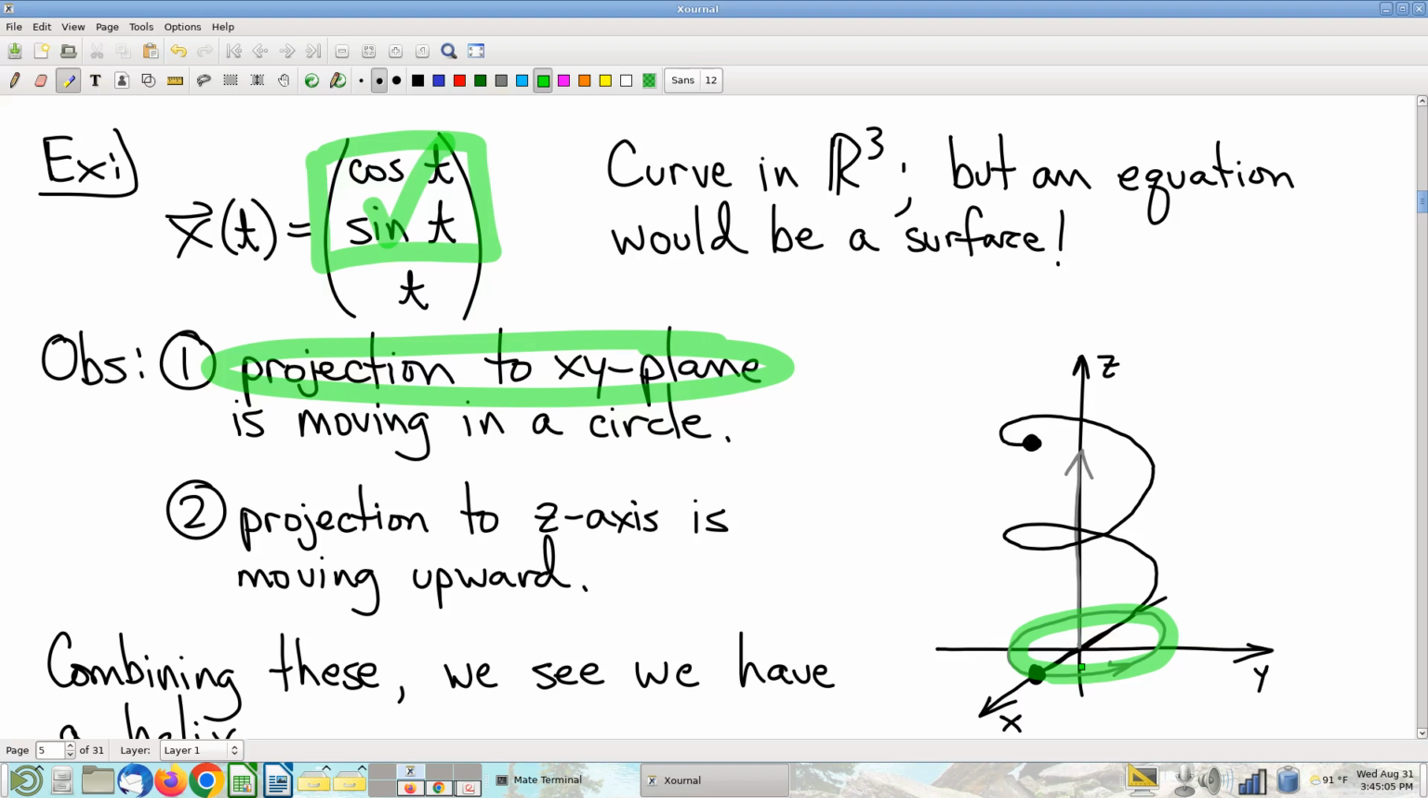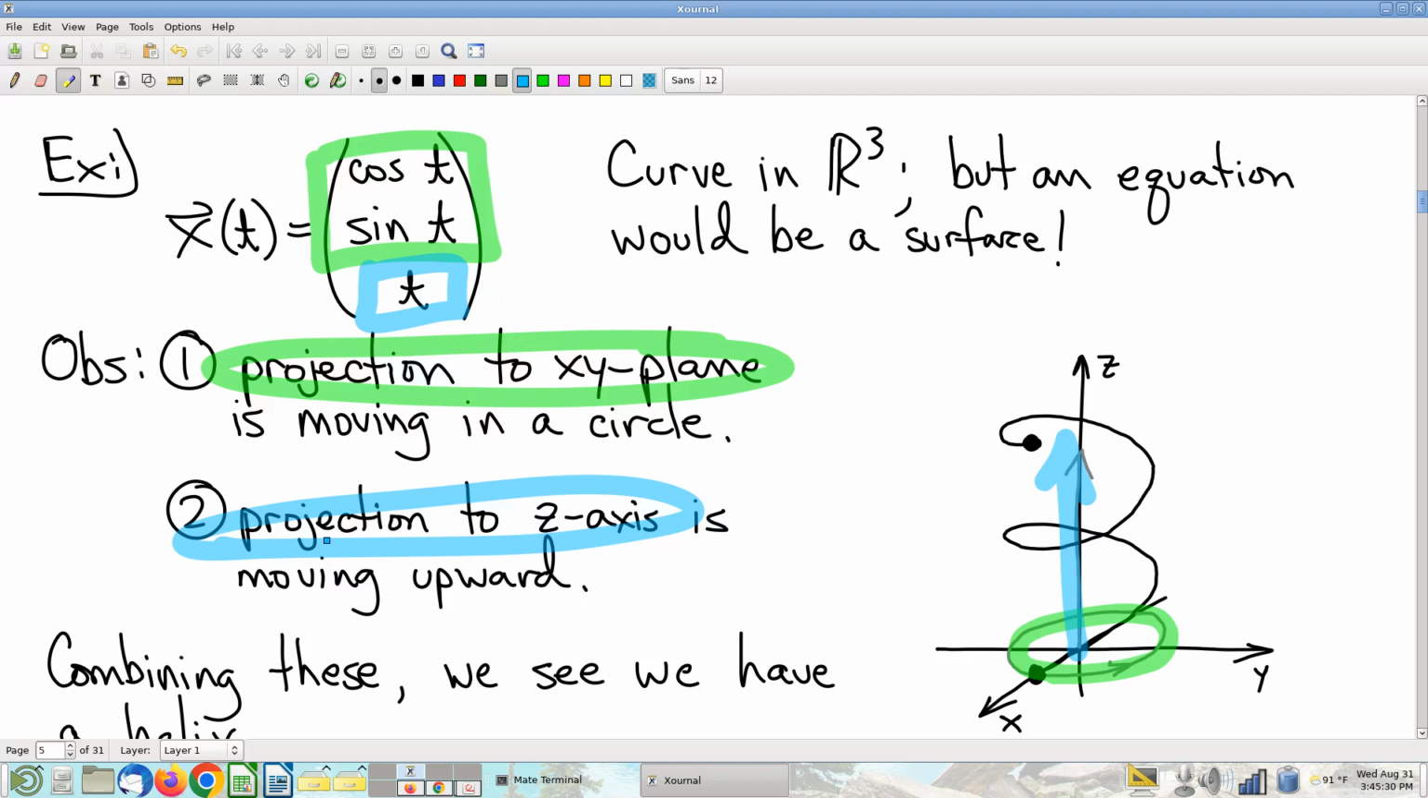All right. Now here's the other thing we can do. We can look at the projection to the z-axis. The projection to the z-axis says, forget about x and y, let's look just at the z-coordinate. Well, there it is. That's the projection to the z-axis, and it's actually pretty simple. I mean, z is just t.